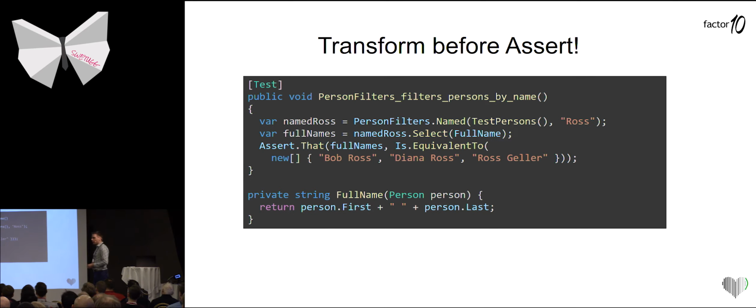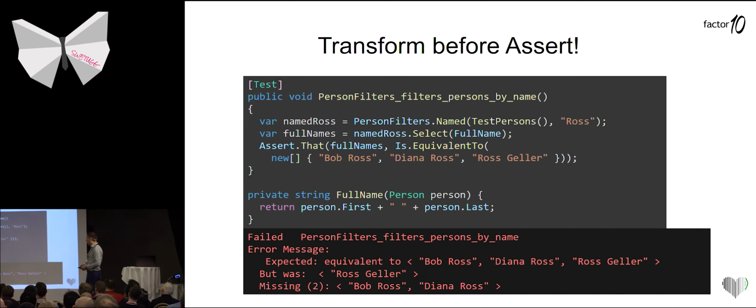We need to use our transform before assert approach. If we say that we get our persons named Ross, and then we map them to their full names, using a small helper here, and then I say that full names should be equivalent to Bob Ross, Diana Ross, and Ross Geller. And note that I use is equivalent to, because we found earlier that is equal to is not that good. And now I have a much more useful failure.